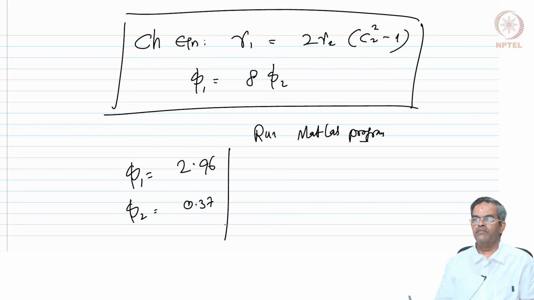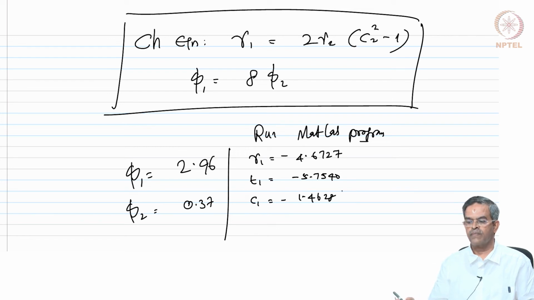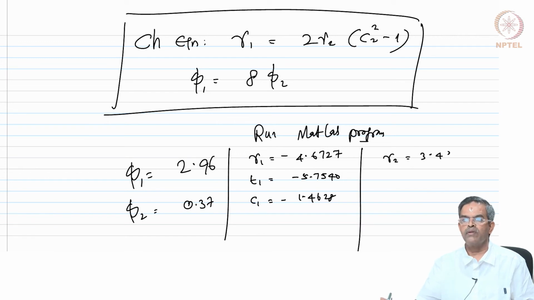So, for these values, if you look at the chart, I get R1 as minus 4.6727, I get T1 as minus 5.7540 and I get C1 as minus 1.4628, and I get further R2 as 3.4878 from the chart, T2 as 0.6754 and C2 as 0.6127.